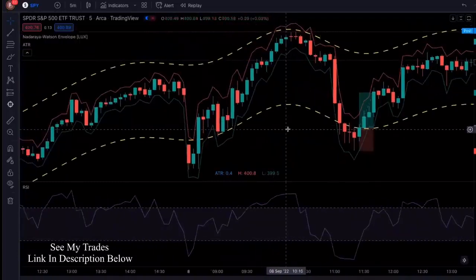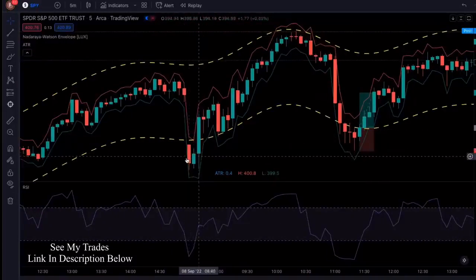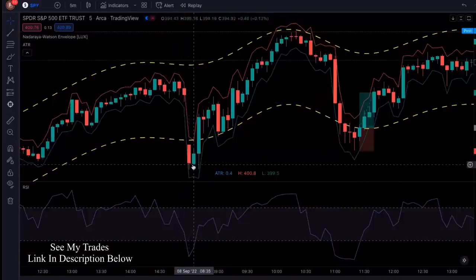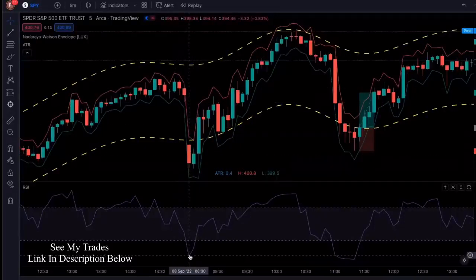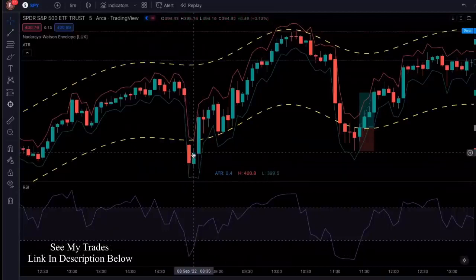So here's another, and I'm going to show you guys a bunch of examples. So make sure you do watch till the end. Here's another example that works out really well for a long trade. Price action goes down. You've got the RSI in oversold territory, below the 30. You get a green candle.